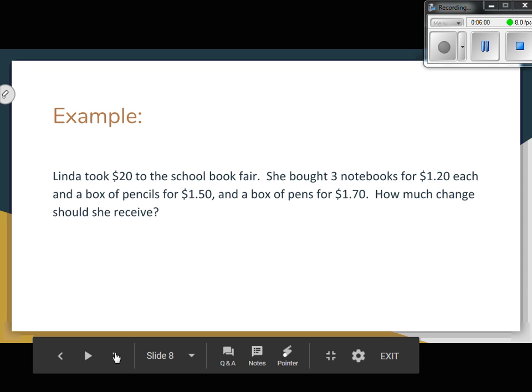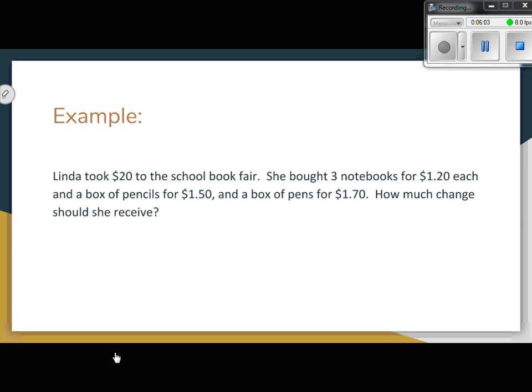Okay, here's another example of a real-world math problem. Linda took $20 to the school book fair. She bought 3 notebooks for $1.20 each, and a box of pencils for $1.50, and a box of pens for $1.70. How much change should she receive?